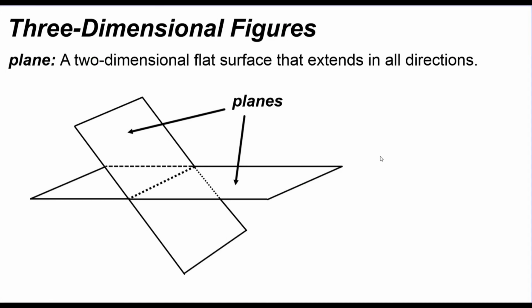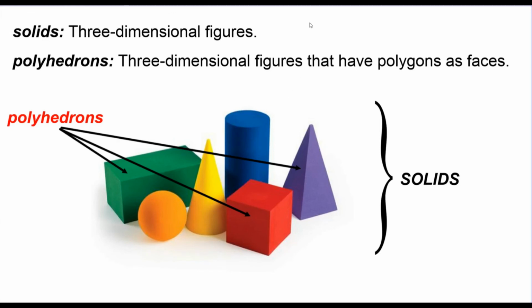If you can imagine a giant sheet of paper or a giant sheet of wood that extends in all directions and it's flat and it goes on forever, that is a plane. That's a basic geometric shape in three-dimensional geometry. From that we can create things called solids, and solids are what we refer to as three-dimensional figures. And we can create things called polyhedrons, and those are three-dimensional figures that have polygons as faces.